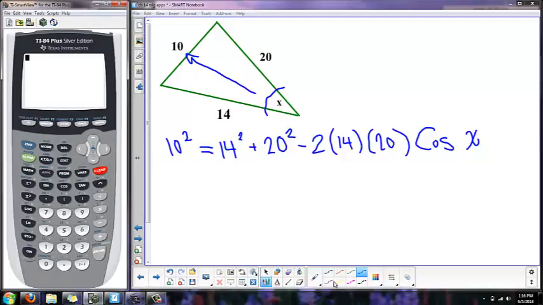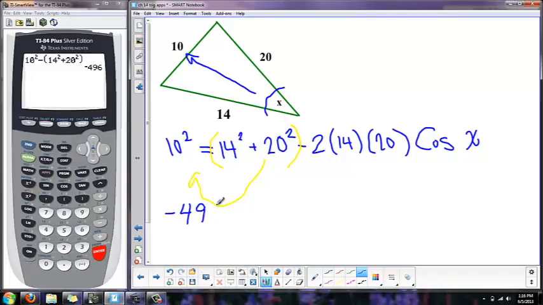The first thing that I would do is subtract over to the other side these 2 terms that have been squared. So in my calculator, 10 squared minus, let's subtract all this stuff, 14 squared plus 20 squared. We're subtracting all of that over to the other side. Put in parentheses, hit enter, and that's equal to negative 496, which is equal to negative 2 times 14 times 20 cosine of x.